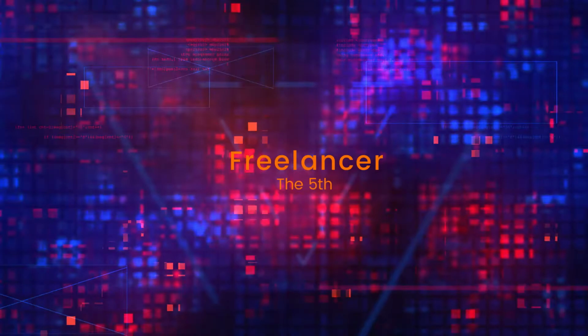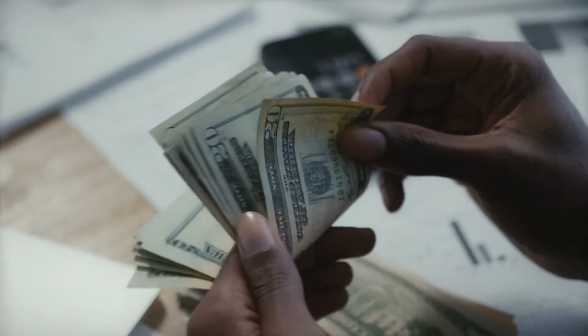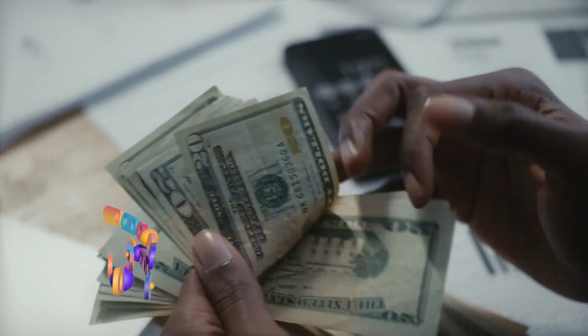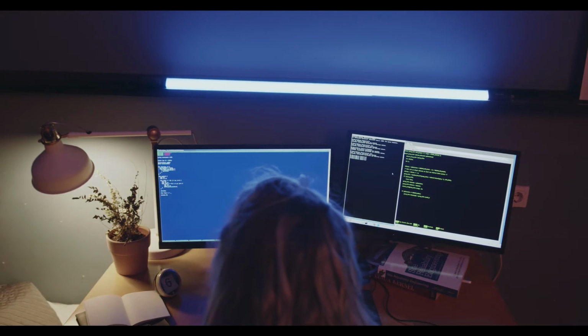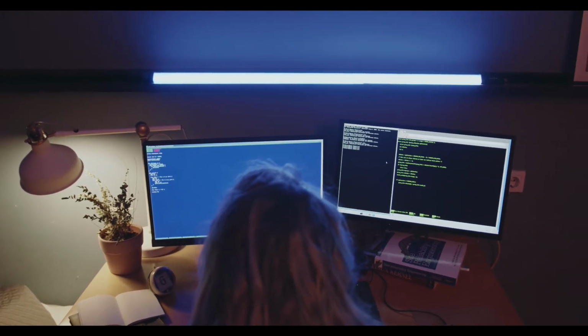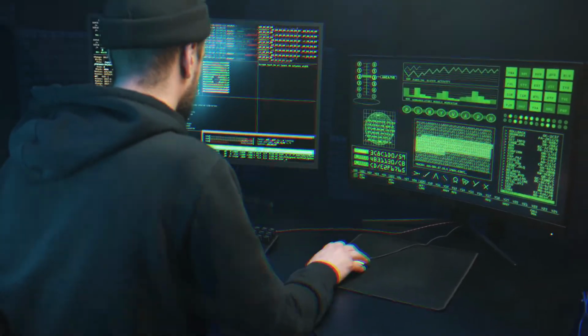The fifth way to make money with hacking is freelancing. Being able to make money freelancing is one of the best benefits of being an ethical hacker. It's a job that can be done 100% remotely and without having to have a strict 9-5 job. Even if you choose to have a 9-5 job, being able to supplement that with money that you can make on your own time is a very valuable thing.